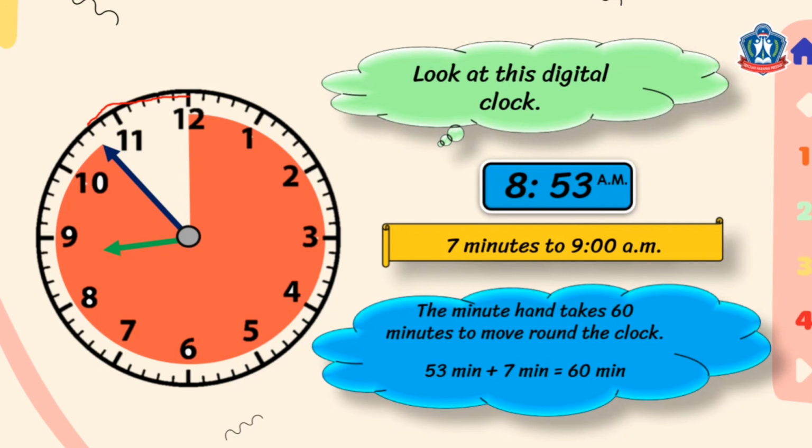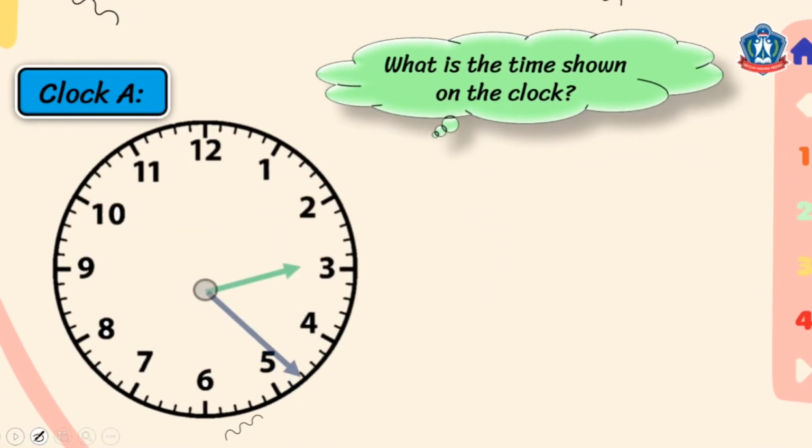The minute hand takes 60 minutes to move around the clock. So one full turn of the clock means 60 minutes or 1 hour. So from 53 minutes, if we add 7 more minutes, it will give us 60 minutes, and that is another hour. Okay? Now I have here different clocks and let's find the time.